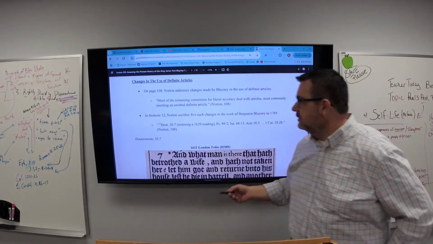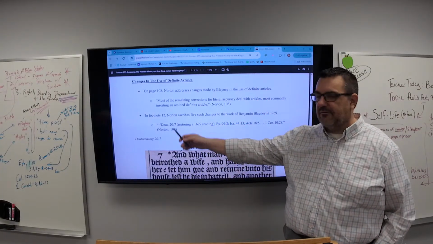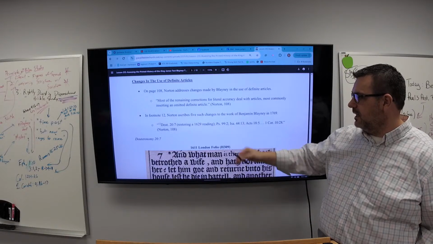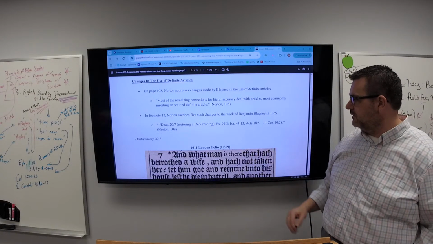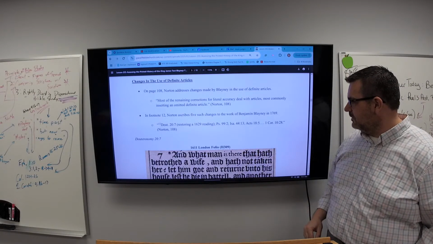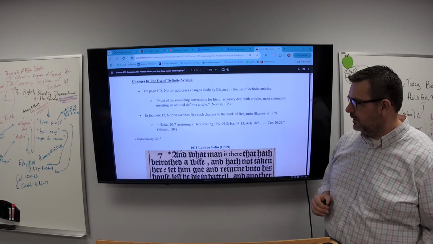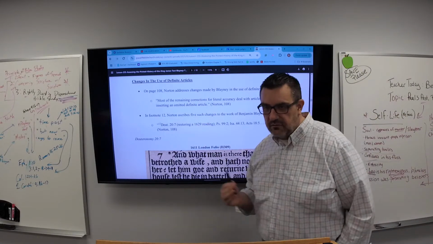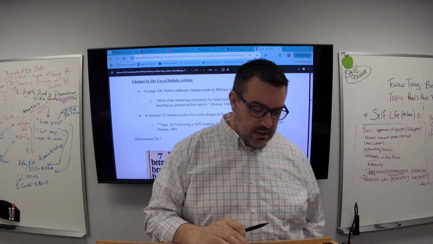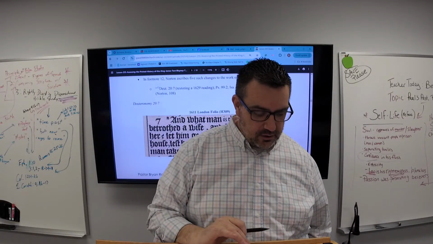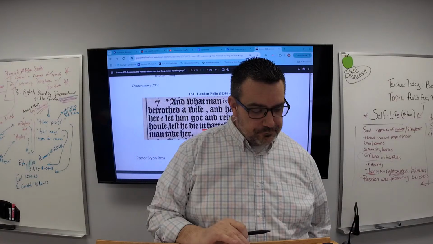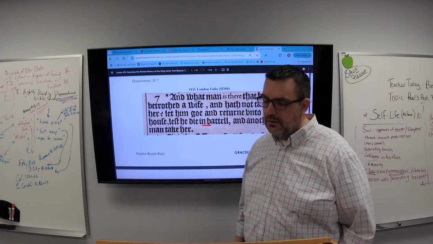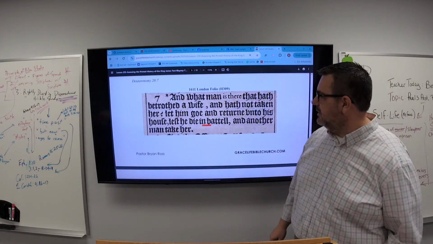So he mentions Deuteronomy 20, verse 7, Psalms 99, verse 2, Isaiah 44, verse 13, Acts 18, verse 5, 1 Corinthians 10, verse 28 are the ones that he says fit this category of changes in the use of the definite article. So let's look at this. The first one is Deuteronomy 20, verse 7, okay?